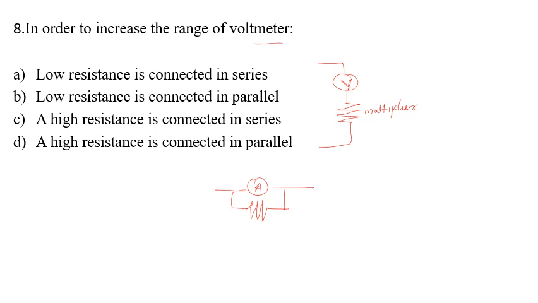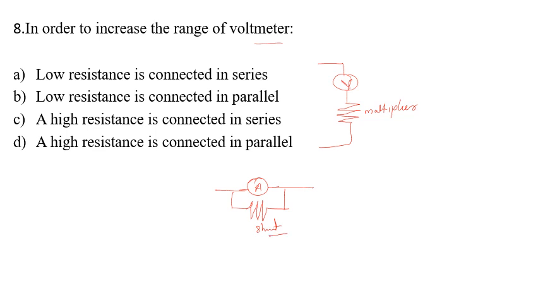So the resistance value of the shunt, here it is known as shunt, must be very low as compared with the meter resistance. So to extend the range of ammeter, we are connecting a low resistance in parallel with the ammeter. That low resistance is known as shunt.